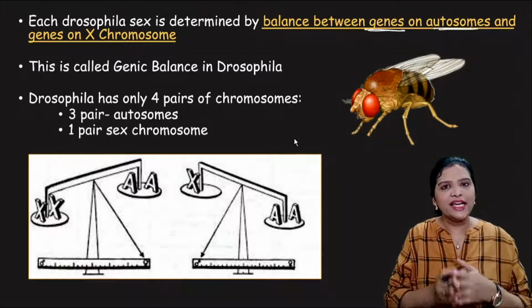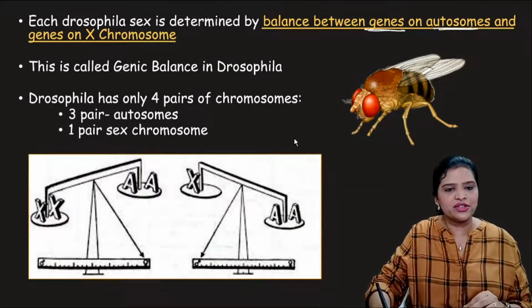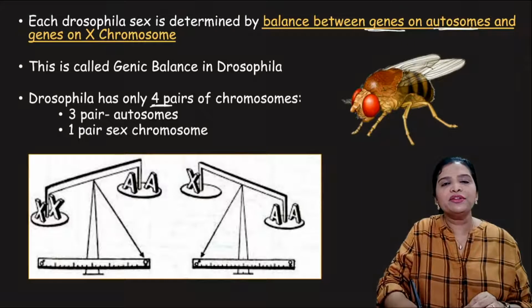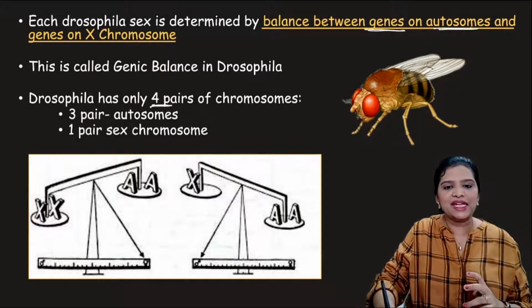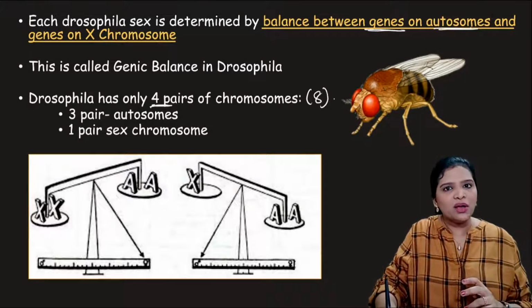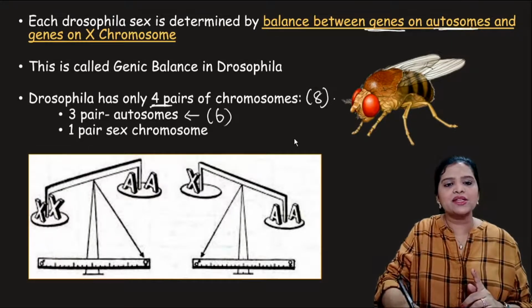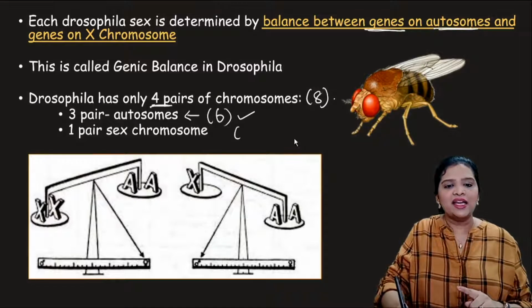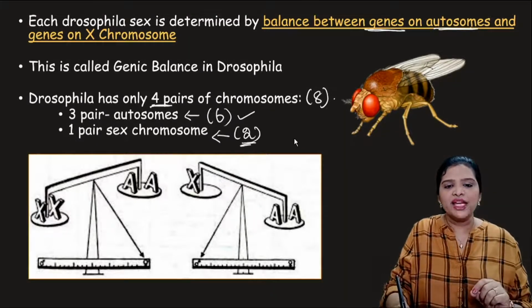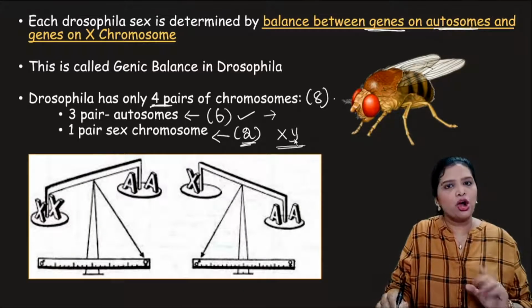So here in the Drosophila also, they have such a thing. Totally, Drosophila has 4 pairs of chromosomes, that means 8 chromosomes. Out of these 8 chromosomes, 6 chromosomes, that is 3 pairs, are called autosomes, and 2 chromosomes, 1 pair, is called the sex chromosome. In this 1 pair only it will be X and Y, whereas the others will be autosomes.